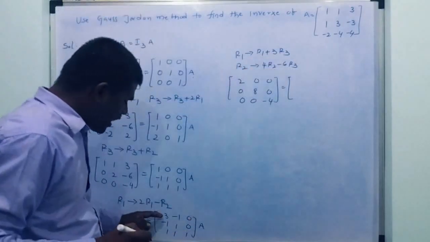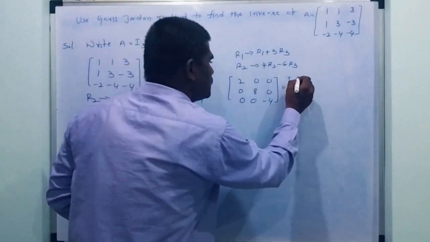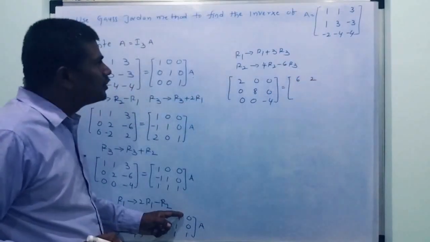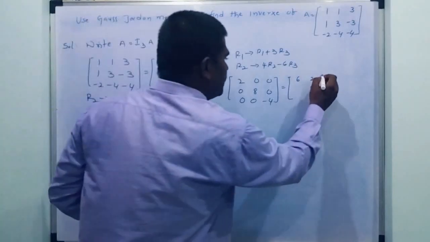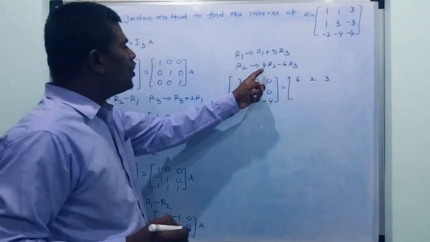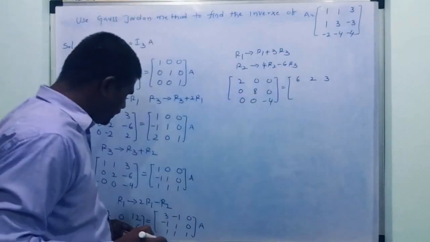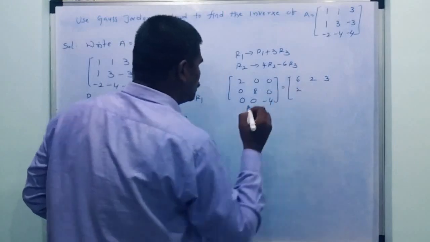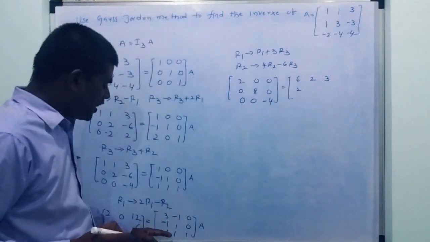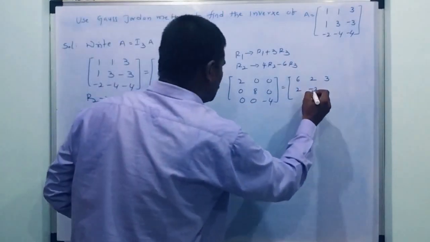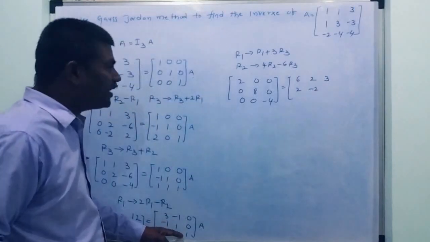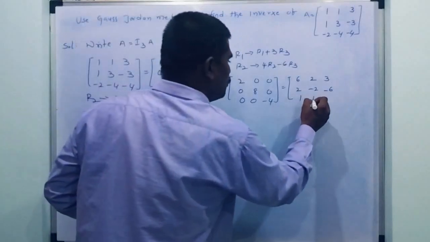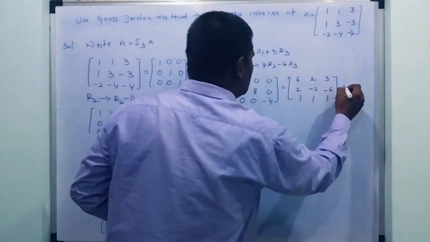R1 plus 3R3 on the prefactor gives 2, minus 1 plus 3 is 2, 0 plus 3 is 3. Next, 4R2 minus 6R3: 4 minus 4 plus 6 is 2, 4 minus 6 is minus 2, 0 minus 6 is minus 6. No change in the last row, which is 1 1 1, into A.